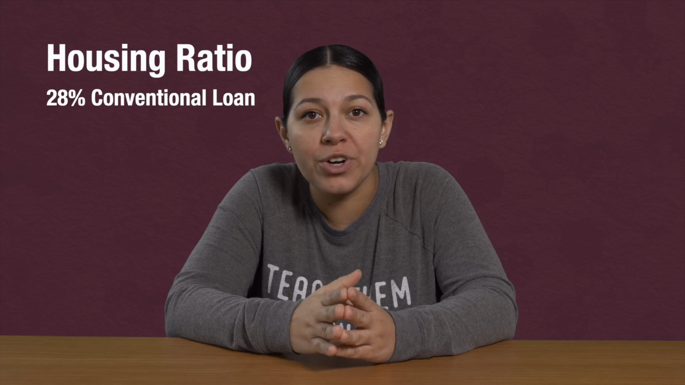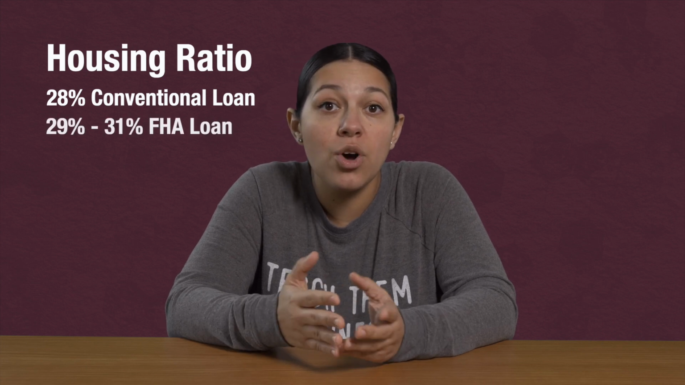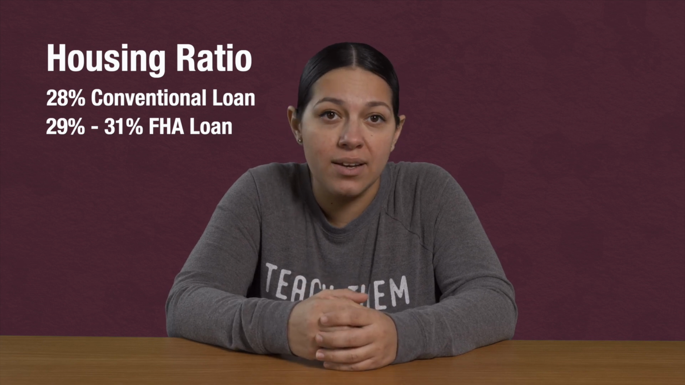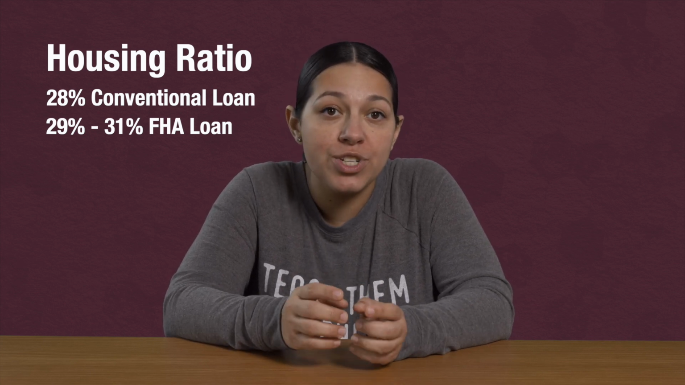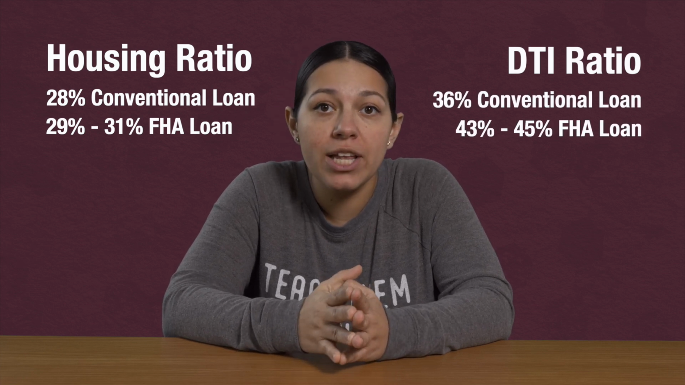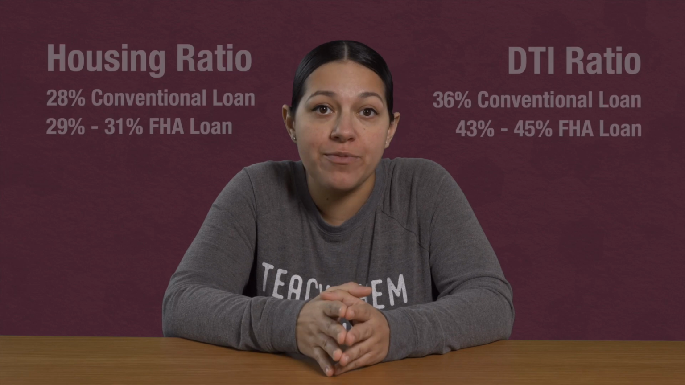A housing ratio of 28% is considered affordable for conventional home loans. You can also be eligible for an FHA loan with a housing ratio of 29 to 31%. To qualify for a conventional loan, your debt-to-income ratio should be 36%. To qualify for an FHA loan, it can be 43 to 45%. These numbers and ratios are bank specific, so each lender will have a minimum or maximum ratio that you must fall between in order for them to qualify you for a loan. We recommend working with a housing counselor to find the best loan option for you.